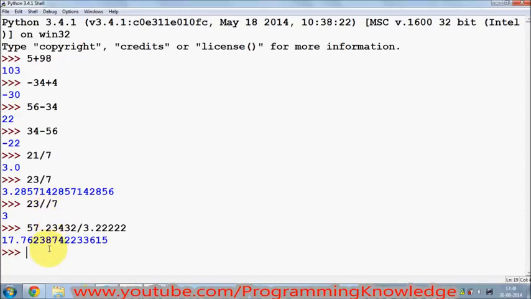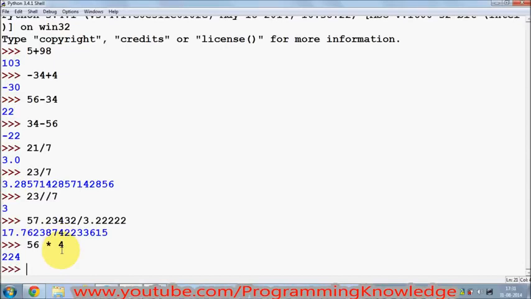Now for multiplication, multiplication is also simple. For example, you want to multiply two numbers, 56 multiply. For multiplication, you use this asterisk symbol or star symbol simply. So this star symbol or asterisk symbol will be used as the multiplication symbol. Okay, so 56 multiplied by 4 is 224. So you can use multiplication like this.